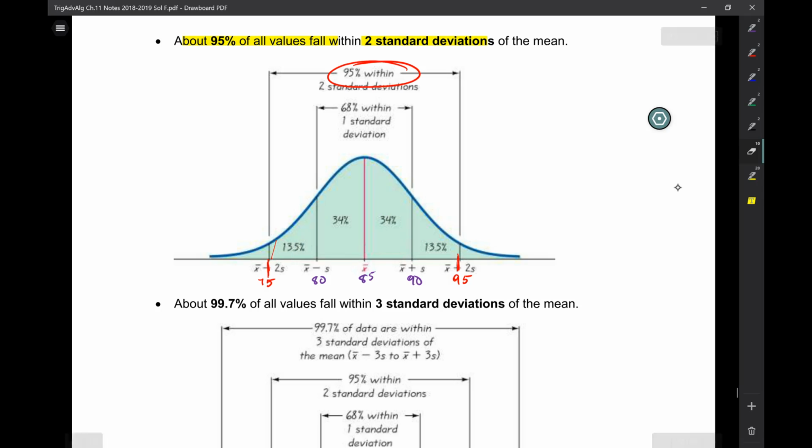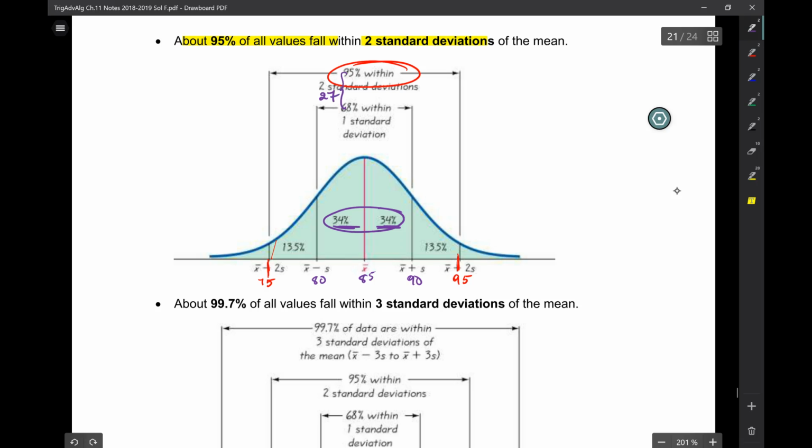So here's how it all works. It's 68% here, so it's 34 and 34. 95% total. So what's the difference between 68 and 95? How much difference is there?